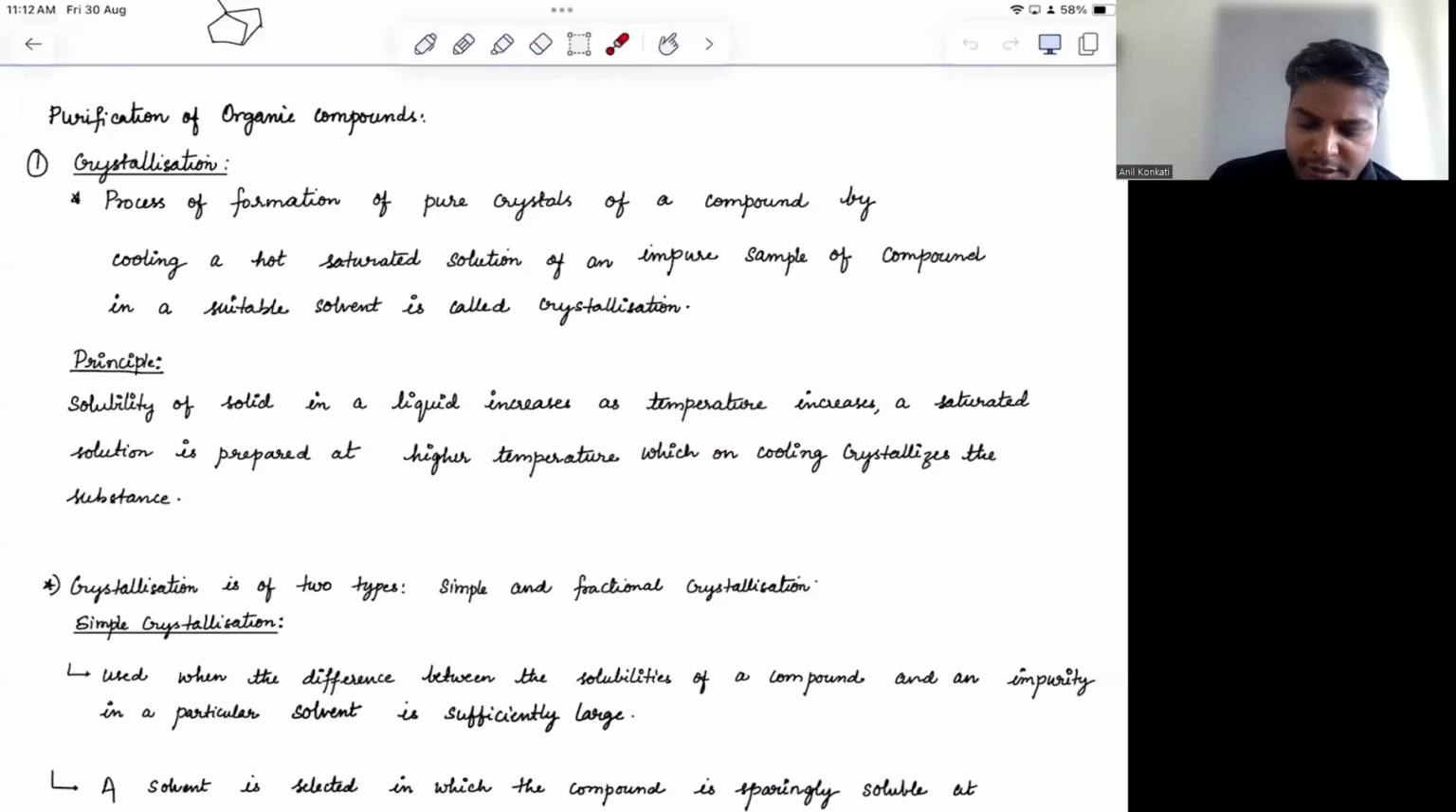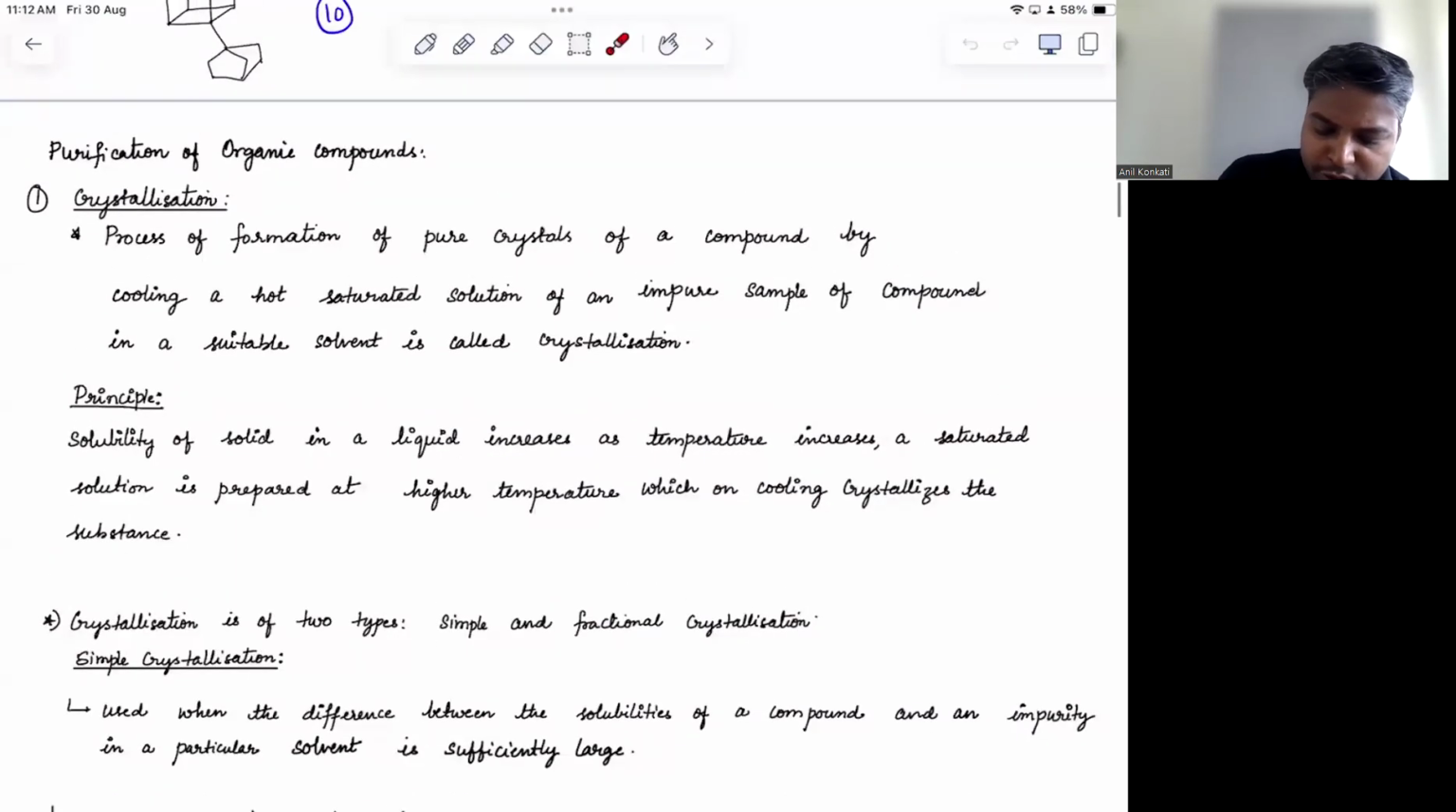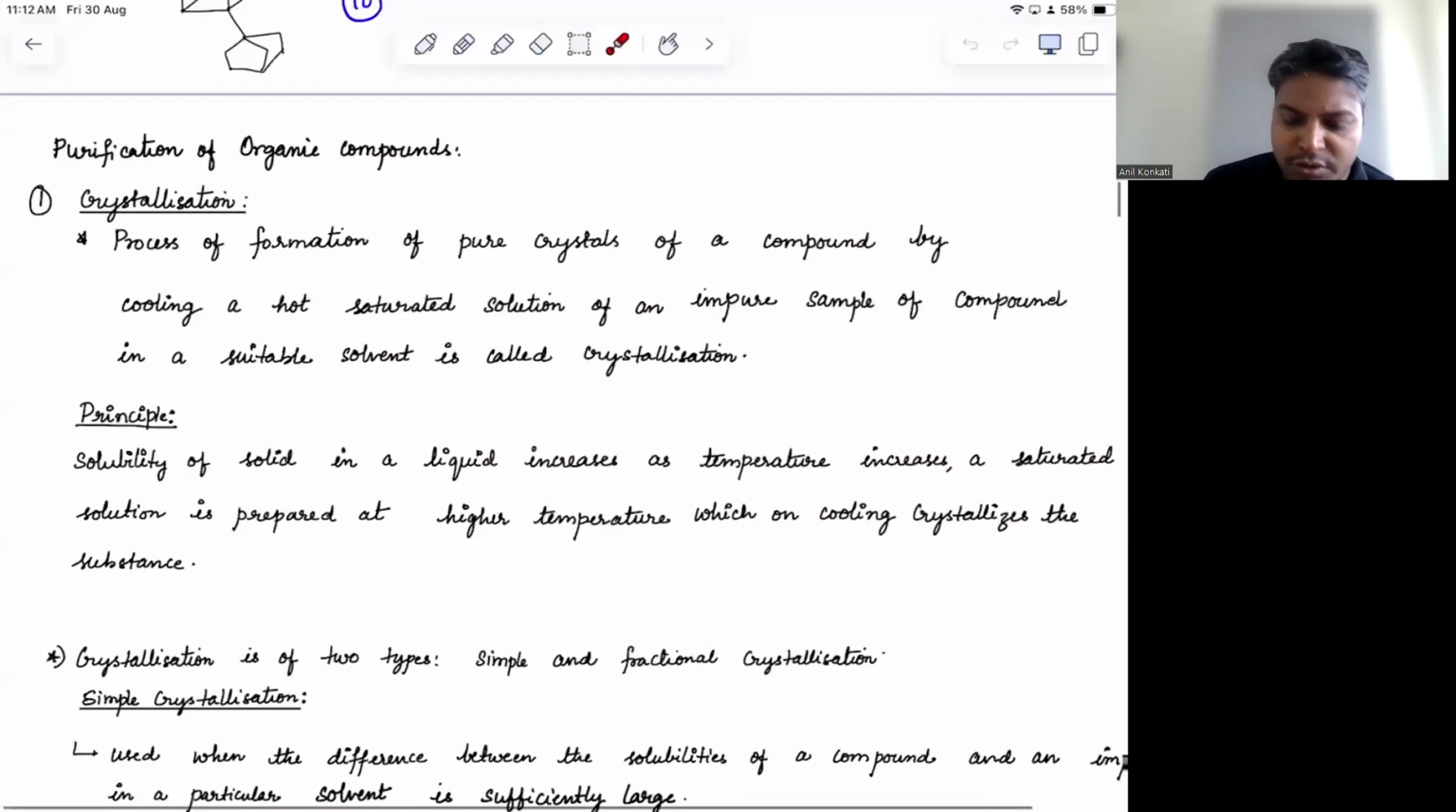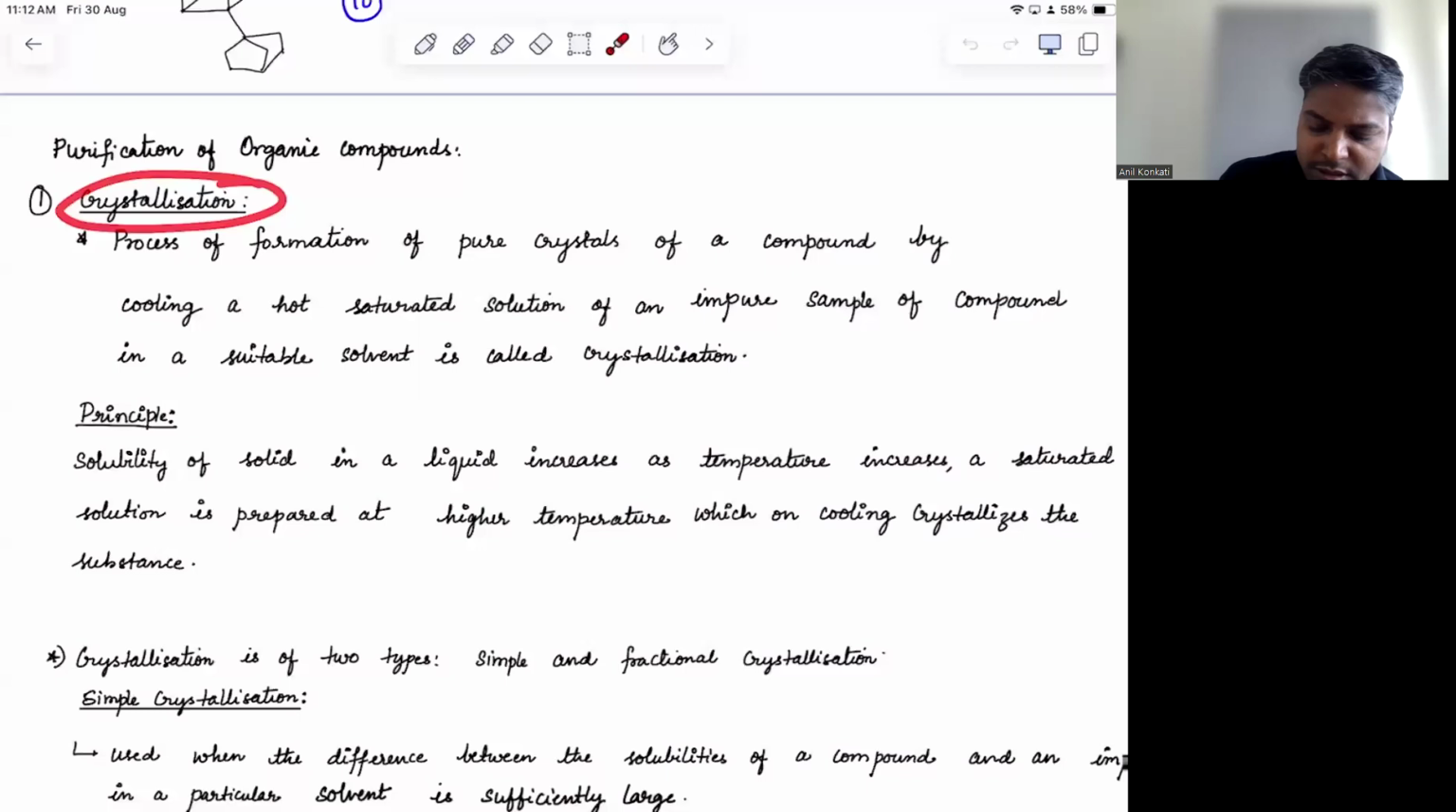Everybody, when it comes to purification of organic compounds, we have various methods, out of which the first one is the crystallization method.